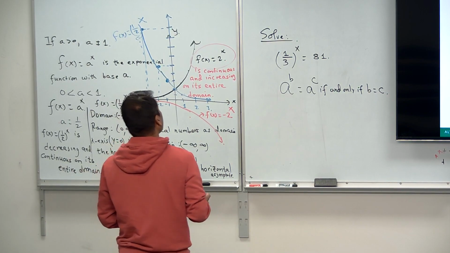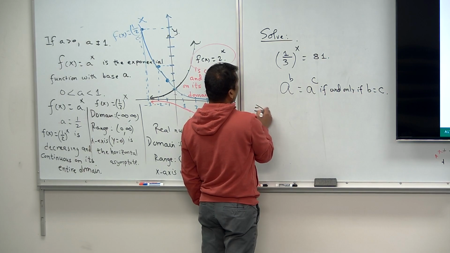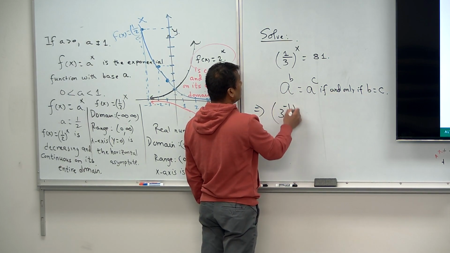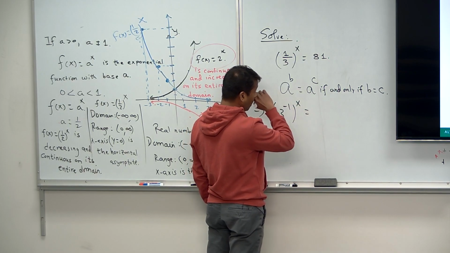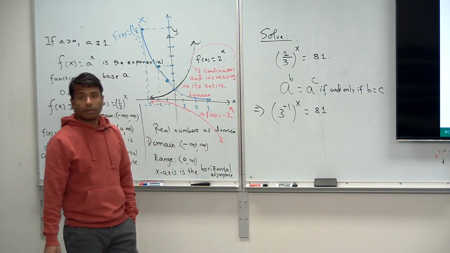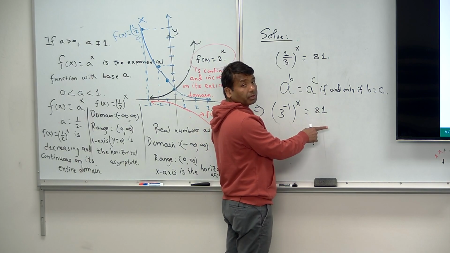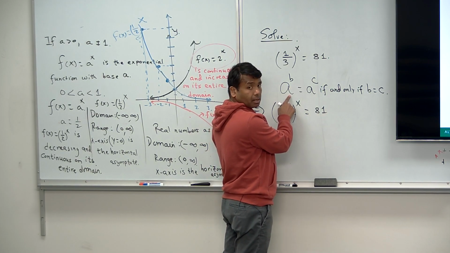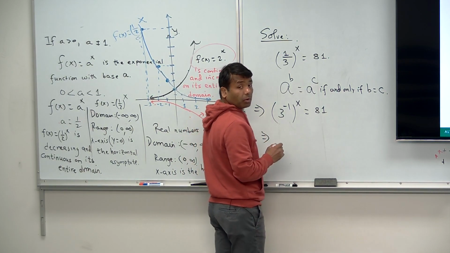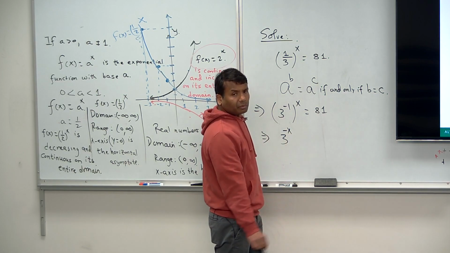So now you have to make the same base here. This 1 over 3 is the same as 3 to the power negative 1, raised to the power x, equals 81. I'm trying to make the same base on both sides and apply this. Okay? So this (3^-1)^x is the same as 3 to the power what? Negative x.